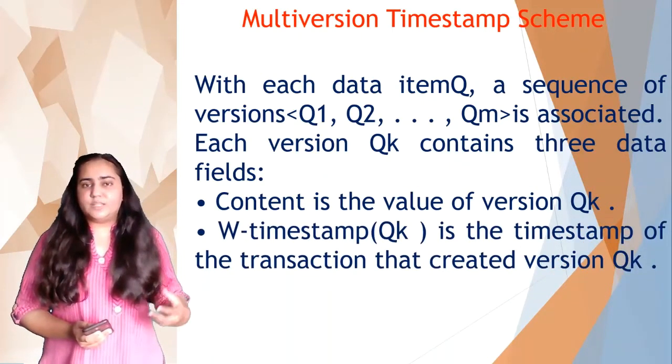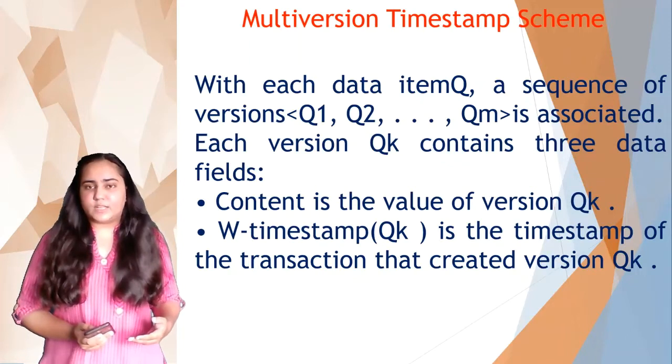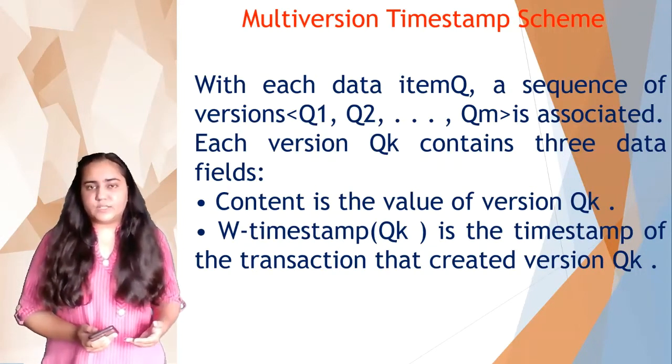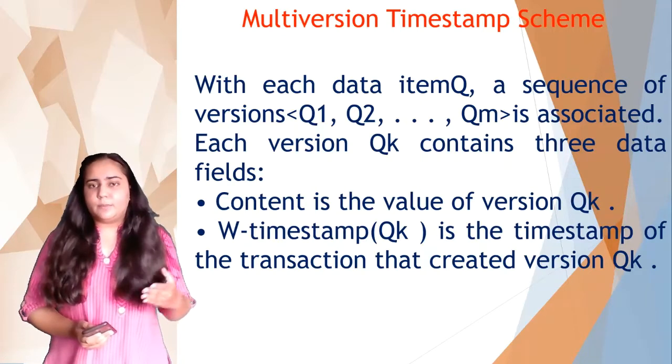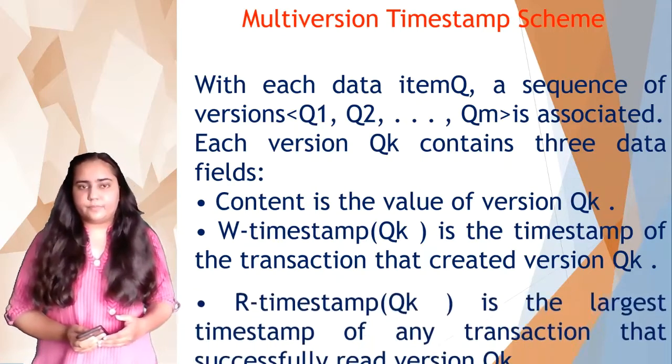Then there's also a timestamp, which is the W timestamp of Qk, which is the timestamp of the transaction that created the version Qk. So whichever transaction created the version Qk of the data item Q, its timestamp will be known as the W timestamp of Qk.